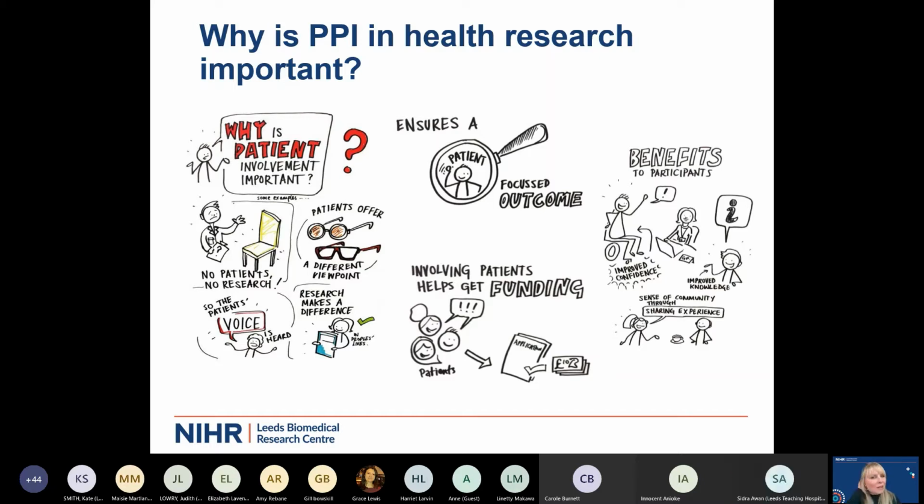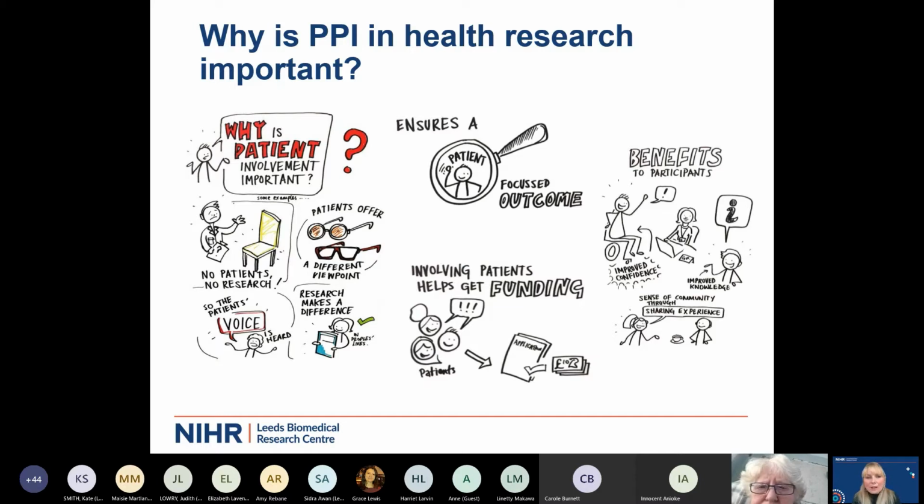So why is patient involvement in health research important? And this is something that Anne-Marie touches on in her presentation. And these pictures have been developed by our public partners. And so firstly, there is no research without patients. Patients are central to how we do research. It's essential that the patient voice is heard to ensure that the treatments that you develop are taken up. Patients often give you a different viewpoint, and that different viewpoint can often give you solutions to some challenges you've been circulating in your head.